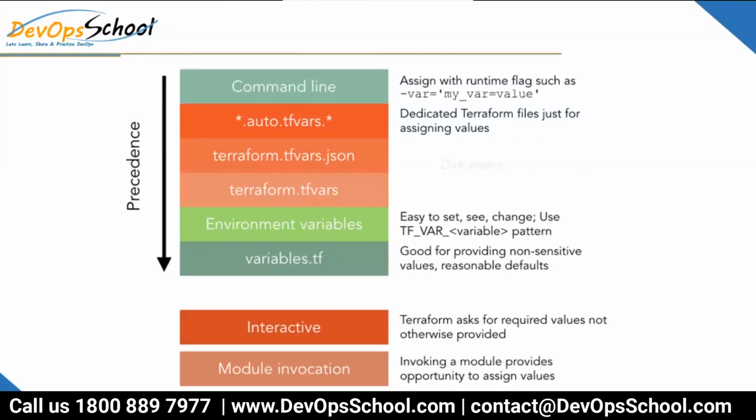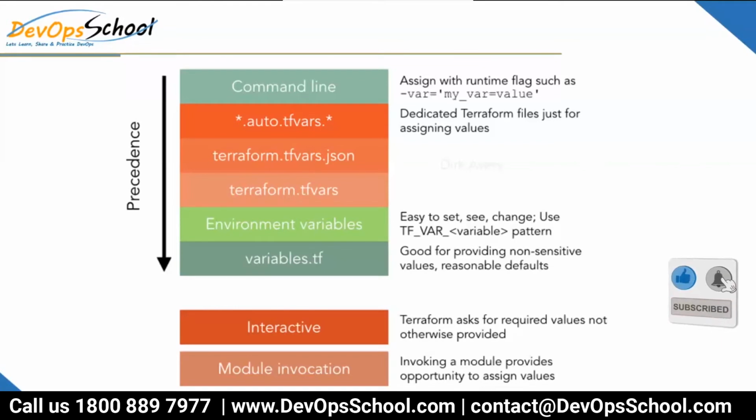Now, the question is, can we declare the variable in an interactive way? I'll tell you the beauty of Terraform. Think simple: let's say you have declared the variable in the Terraform program and you forgot to add its value. Then Terraform will prompt you. That's the bottom section you see, interactive. While running init, apply, plan, destroy, whatever it is, it will prompt you, hey, you have not set this variable, can you set it on the command line? That's called interactive, not command line. It means it will prompt you for it. So yes, that is also default behavior: Terraform asks for required values not otherwise provided.